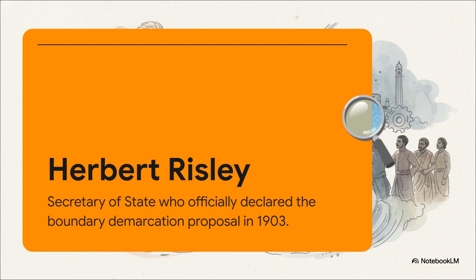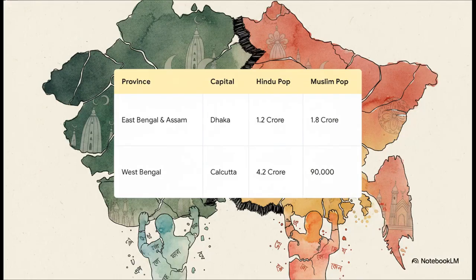To actually pull this off, the British needed architects. Enter Herbert Risley, the Secretary of State for India, and Viceroy Lord Curzon. Back in December 1903, Risley authored what famously became known as the Risley Paper. Working closely with Lord Curzon, who had directed his lieutenant governor to draw up the new borders, Risley officially declared the boundary proposal. But listen, these weren't just arbitrary lines on a map. They were carefully, surgically calculated borders designed to separate communities. And if you want proof of their real intentions, we literally just have to look at the numbers. The demographic data here is absolutely irrefutable.